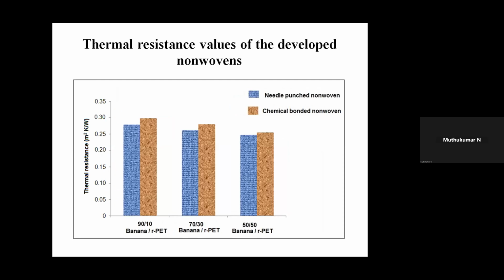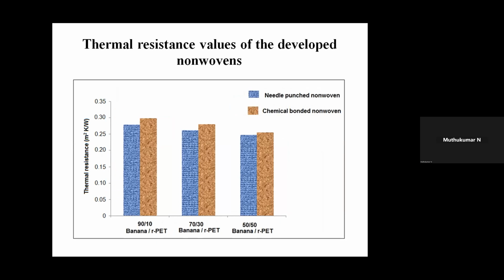So this is the thermal resistance value of the developed non-wovens. Here you can see the blend ratios. Among the 3 blend ratios, the 90-10 banana recycled PET non-woven has better thermal resistance value in both cases, needle punched and chemical bonded non-woven. Comparing the bonding technique, the chemical bonded non-woven has better thermal resistance value.